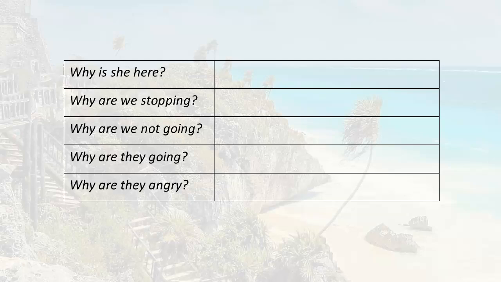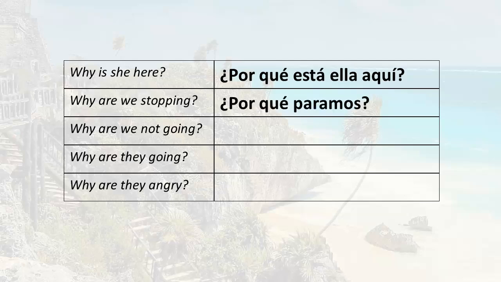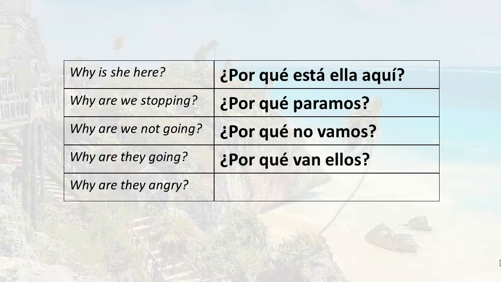Okay, some more examples. Why is she here? Remember, to talk about location, we use the verb estar. So, ¿por qué está ella aquí? ¿Por qué está ella aquí? Why is she here? Why are we stopping? This would be the verb parar, which is a regular AR verb in the present tense. ¿Por qué paramos? Why are we stopping, or why do we stop? Why are we not going? Remember, we just studied the verb ir. ¿Por qué no vamos? ¿Por qué no vamos? Why are they going? ¿Por qué van ellos?